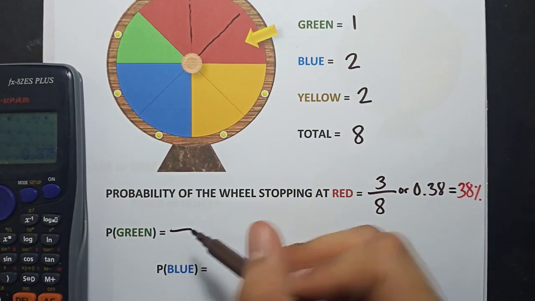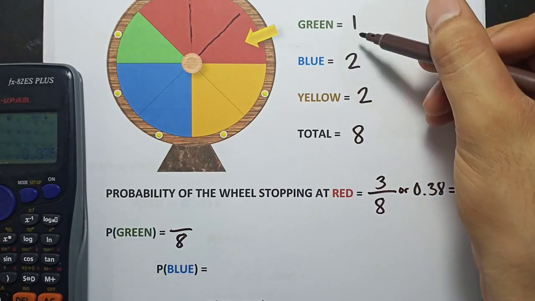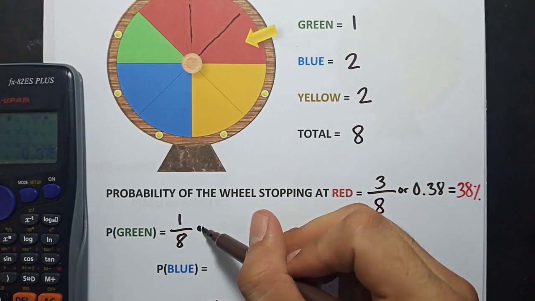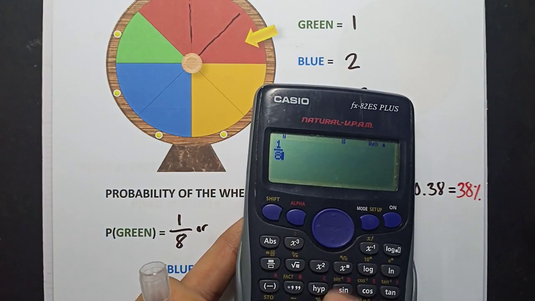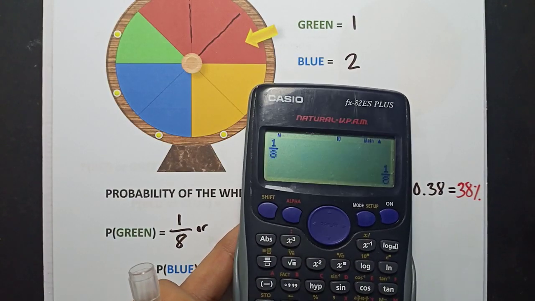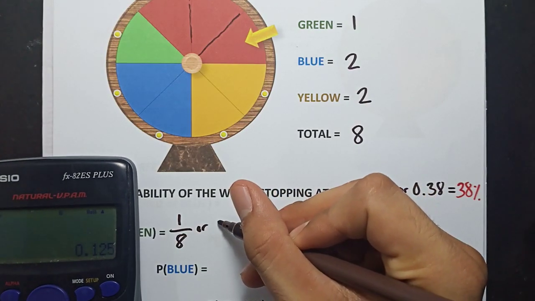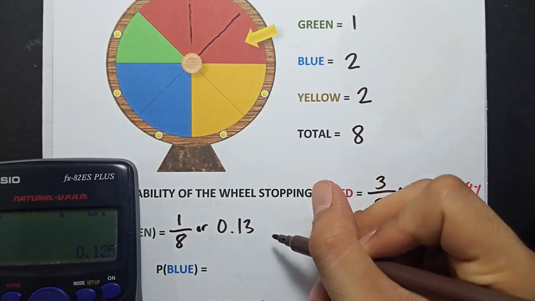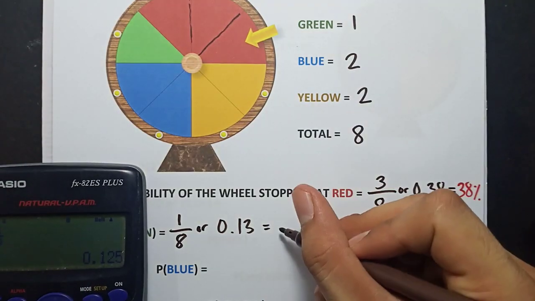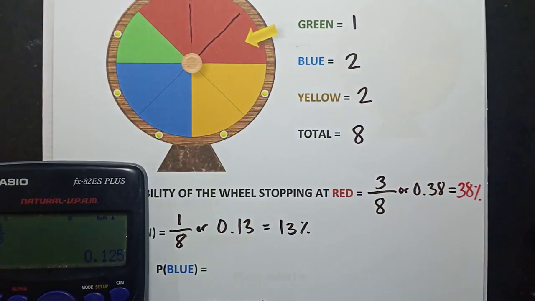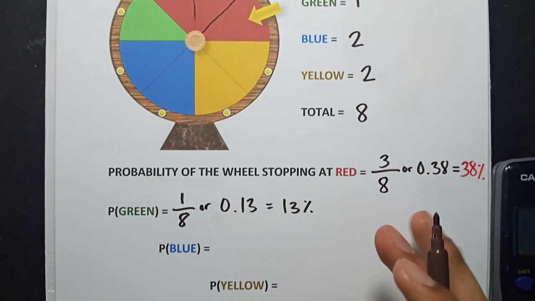How about the green? Again, the total is the denominator. Then, how many are green? 1. So, that is 1/8. In decimal, that is 0.125, or rounding up, that's 0.13. In percent, move 2 decimal places to the right and attach a percent sign, 13%. And the probability of getting green is 13%.